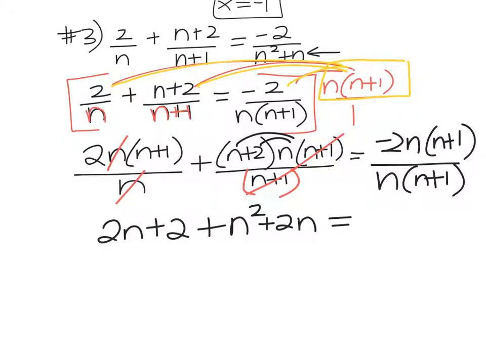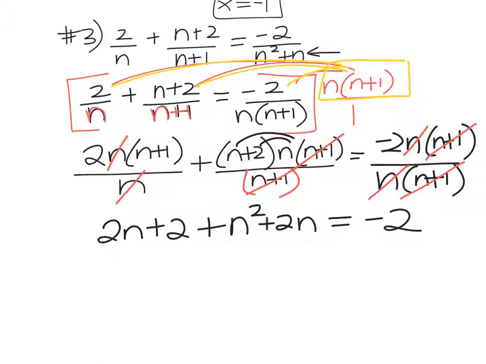equals, on this side, I have some things that I can reduce. The n's reduce, and the n plus 1's also reduce, leaving me with negative 2. So now you distribute it. I didn't have to in that step. It's just I didn't want to rewrite it and rewrite it again.